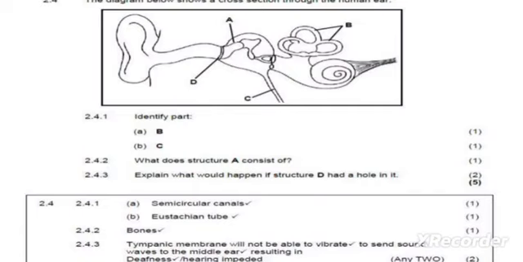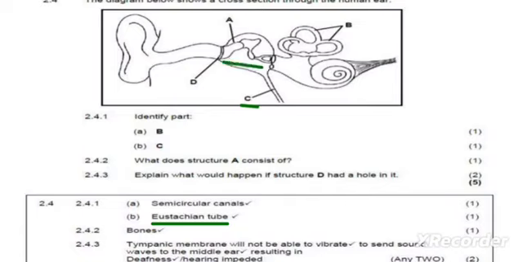So you take their functions and you tell them that it is not going to be able to perform those functions. So let's look at this question. The diagram below shows a cross section through the human ear, right? Identify part B. I told you parts are important. What is part B? Semicircular canals, right? What is part C? Part C, that is the Eustachian tube, right? And then what does structure A consist of?